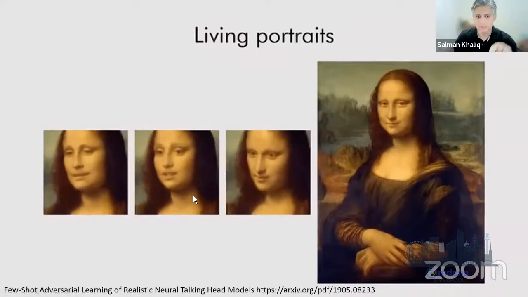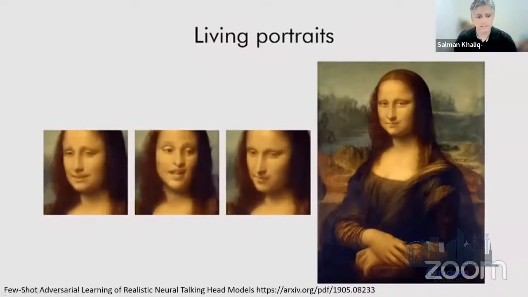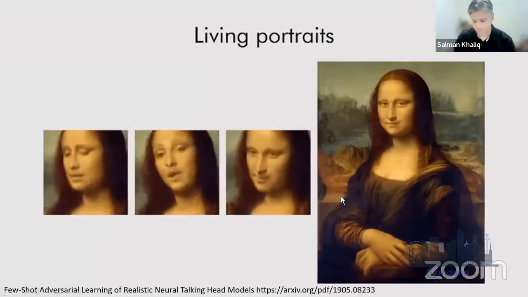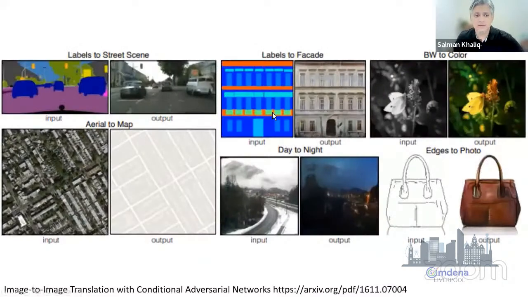And you can check out the complete detailed model over here on this arXiv website, featured few-shot adversarial learning of realistic. The other examples is basically you can create some labels and it can convert into a street scene, which means you can just draw some cars or things like that, and it's going to convert it into a realistic scenario. You can go from aerial image to a map orientation, labels to facade, and then day to night. And this is the example I was talking about.